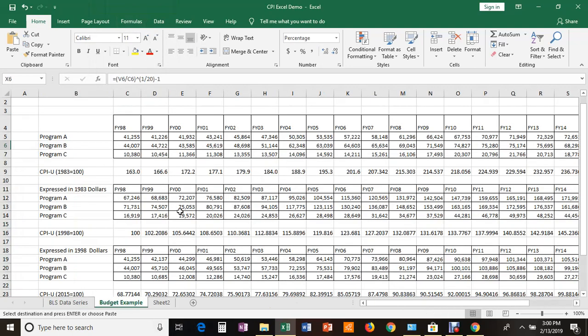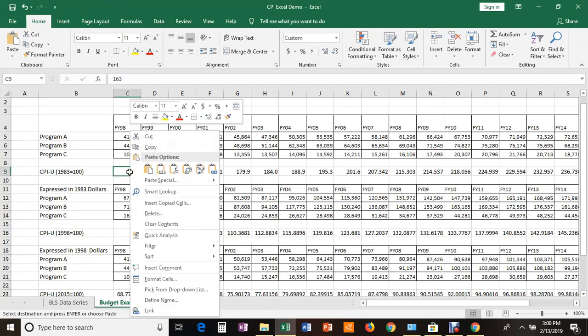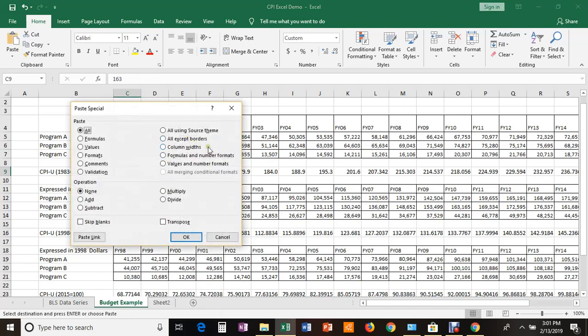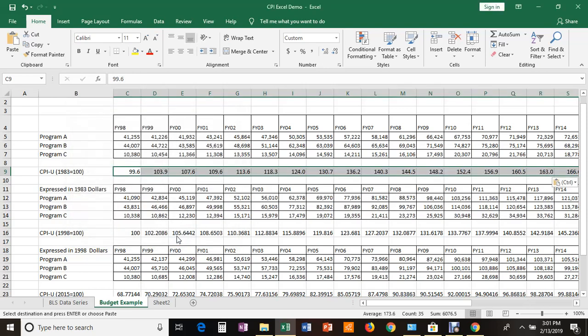I said copy. And then when I got here, I did a paste, and I use the paste special function, and I hit values and number formats, and I make sure I hit transpose because it takes that column and transposes it to a row, and it puts it in right there.